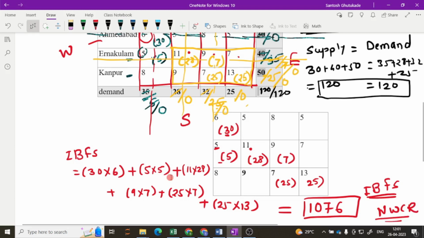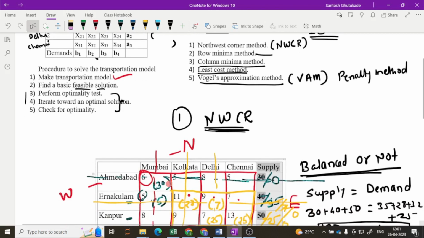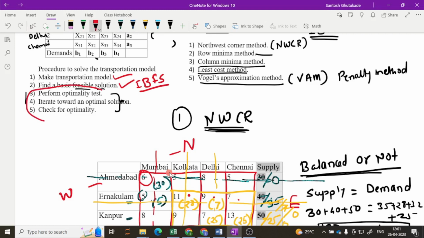Now if you see the mathematical statement, here we make a transportation model. In the first step we have made the transportation model and given the allocations, and the second step is to find a basic feasible solution. That is the initial basic feasible solution. We have calculated that for this case 1076 is the initial basic feasible solution. Now perform an optimality test, iterate toward the optimal solution and check for optimality. We will see that in an upcoming lecture after completion of all these methods.